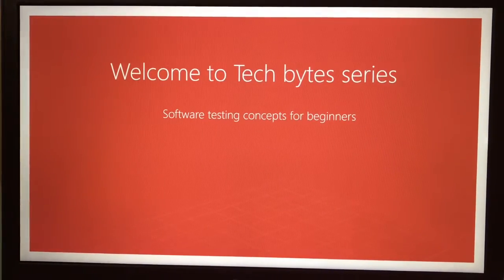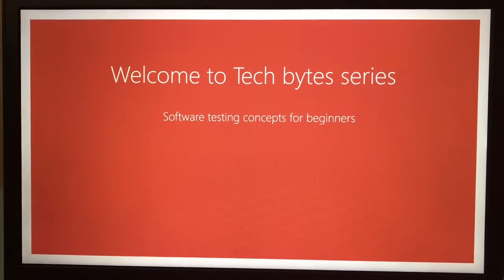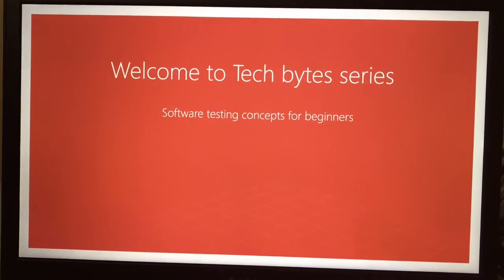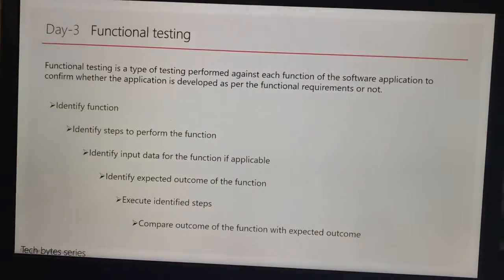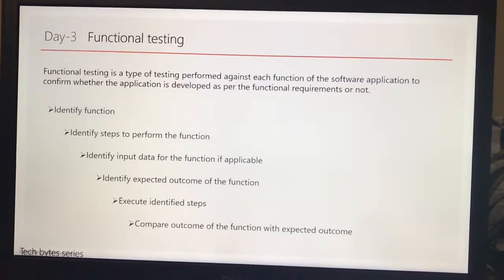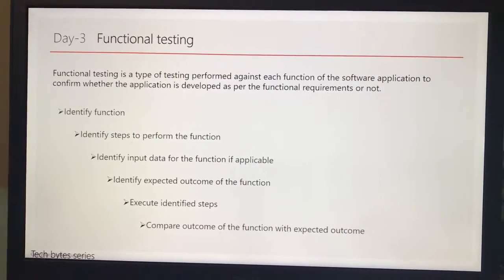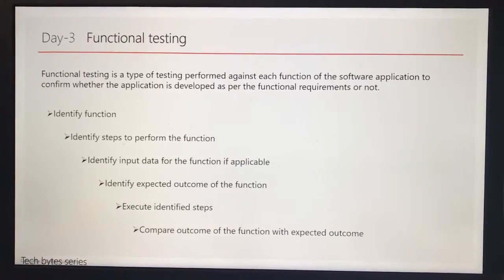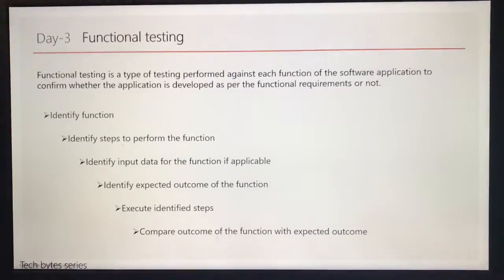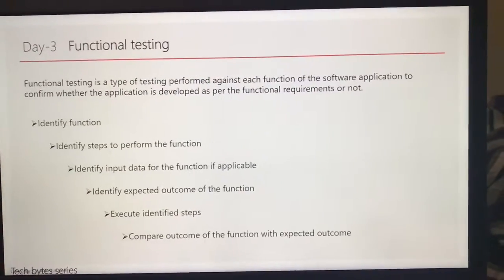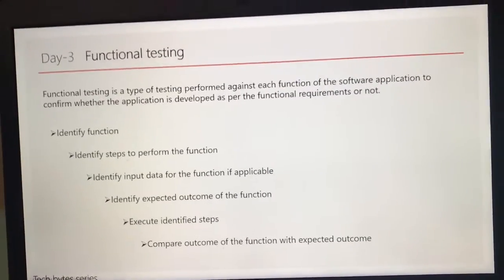In this session, we are going to learn about the different types of software testing, especially the different types of functional testing. As we already discussed, functional testing is a type of testing performed against each function of the software, just to make sure whether the application, whatever is developed, is as per the functional requirements or not. Now in functional testing, what we do is identify a function.